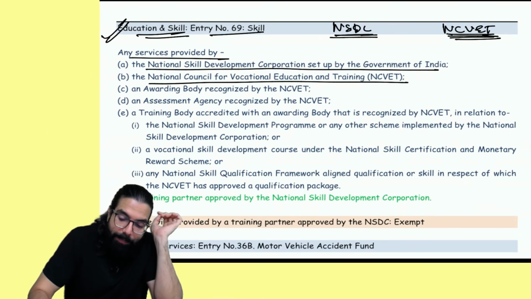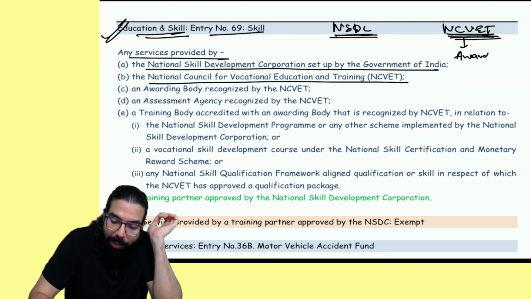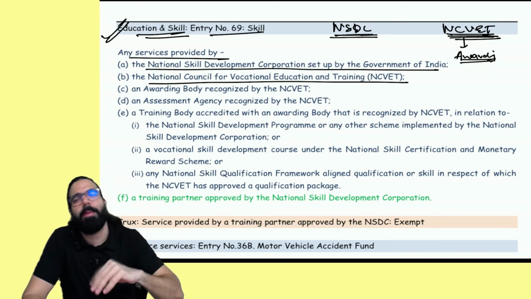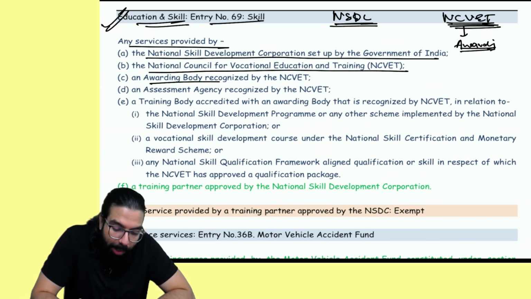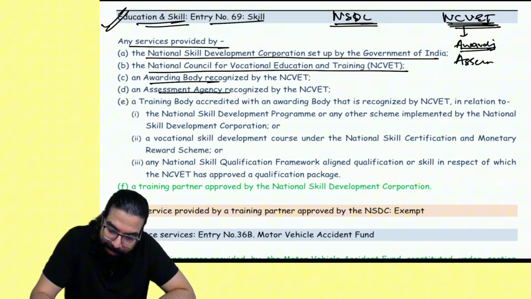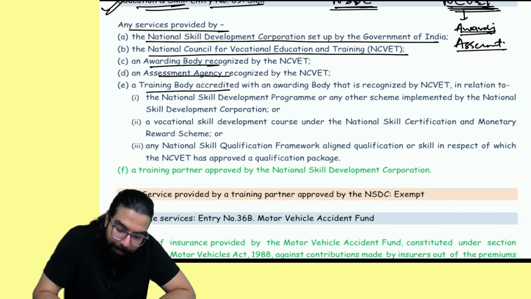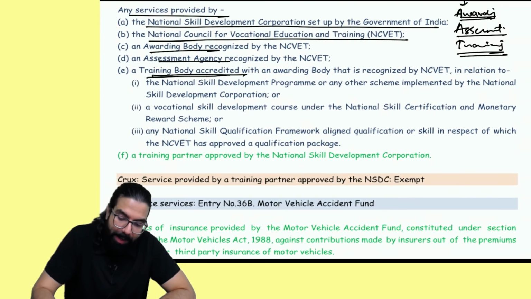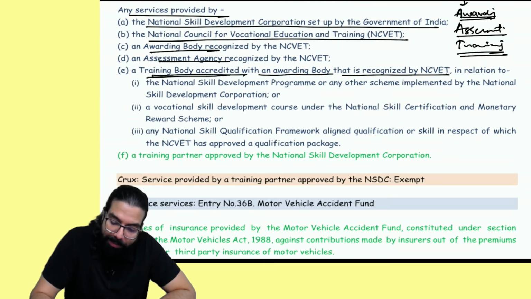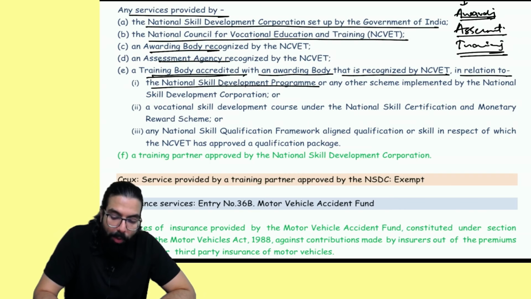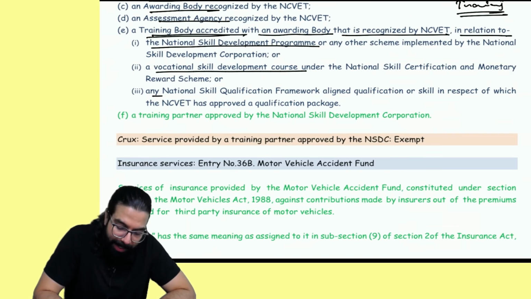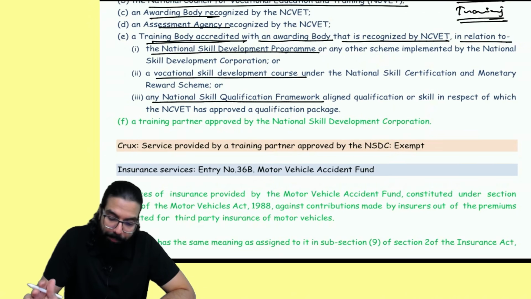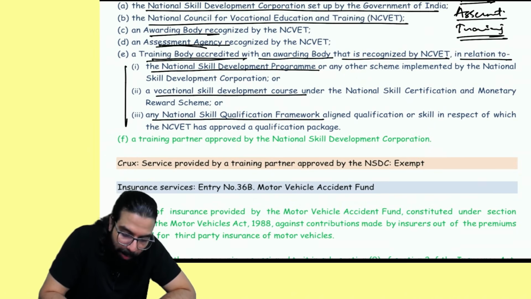I also told you that under them, there is an awarding body which gives awards, basically gives participation certificates, etc. Or an assessment agency, under them which takes exams. Under them, if there is a training body, meaning one providing training under NCVT, their services will be exempted. A training body accredited with an awarding body that is recognized by NCVT in relation to the National Skill Development Program or Vocational Skill Development course or any National Skill Qualification Framework. All this under the NCVT, if there is a training body, those are exempted.